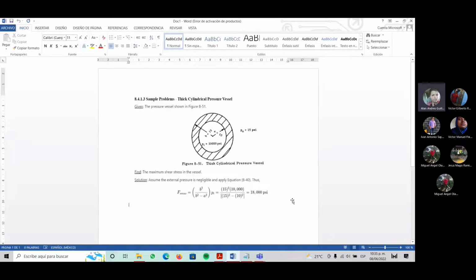Hello everyone. Good evening. In this problem, you will see how to solve a problem of a pressure vessel as shown in the figure. In the problem, we will find the maximum shear stress. We will use the following equation where we square the 15 psi and multiply it by the 10,000 psi, and we will divide them by 15 squared minus 10 squared. This will give us a result of 18,000 psi.